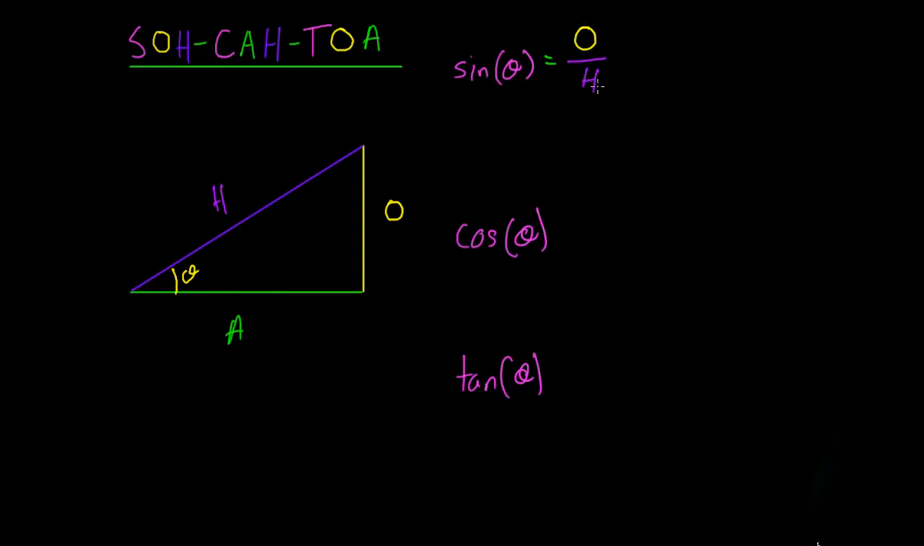So we know that our sine theta is equal to our opposite side divided by our hypotenuse. We know that our cos theta is equal to our adjacent side divided by our hypotenuse, and our tan theta is equal to our opposite side divided by our adjacent side. So if you don't know any of these ratios, you are welcome to go and have a look. We've got some other videos out on the sine, the cos, and the tan ratios.